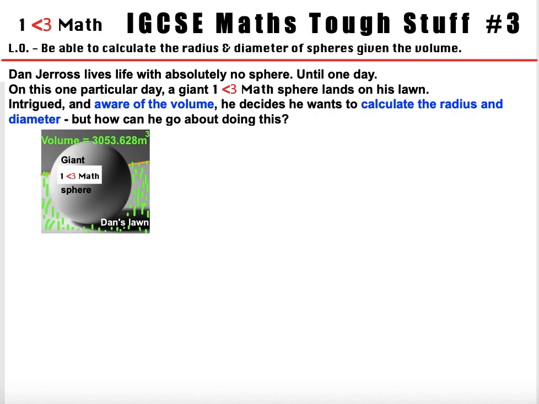Now we've got the sphere there, the giant 1 less than 3 math sphere that's landed on Dan's lawn, and we've got the volume. So if you would like to have a go at this question, please pause the video now before I proceed with the explanation and solution.